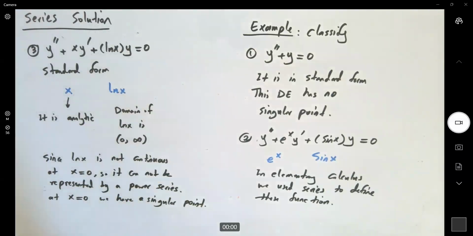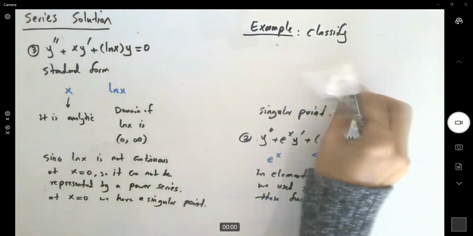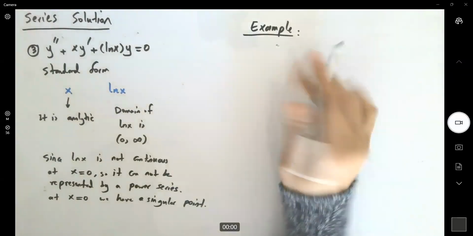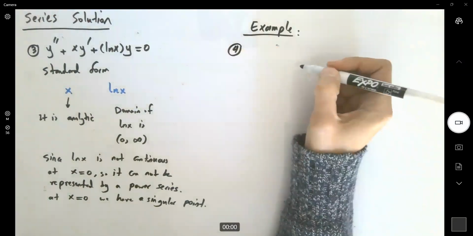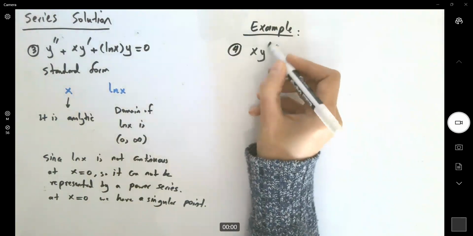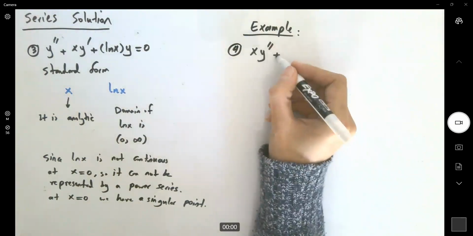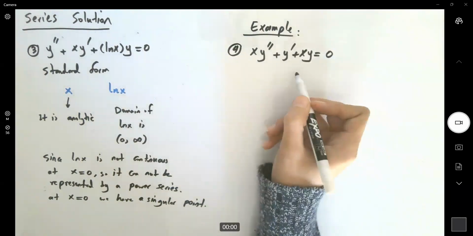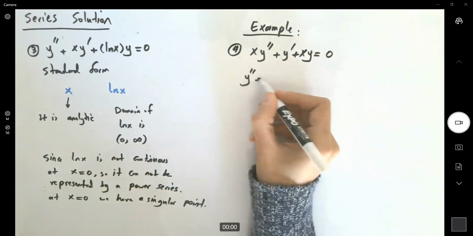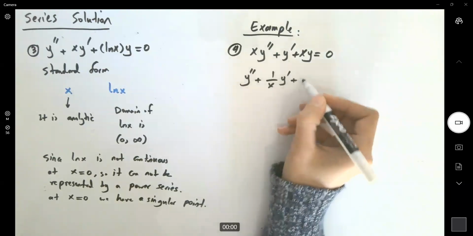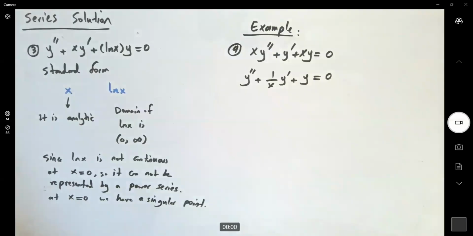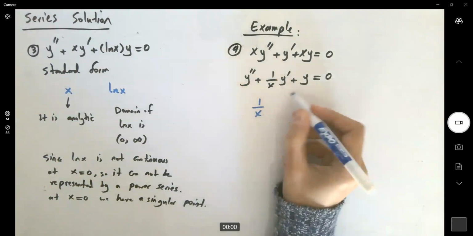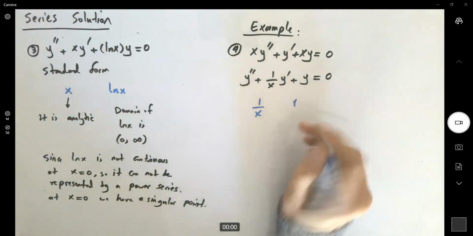Let's take a look at another example. Example number 4. We're still classifying. We have x, the second derivative of y, plus y prime plus xy equal to 0. First of all, we need to write this in standard form. The second derivative of y plus 1 over x y prime plus y is equal to 0. Well, the functions that you're dealing with are 1 over x, and the other one is just the coefficient of y, which is 1. We're not worried about this.